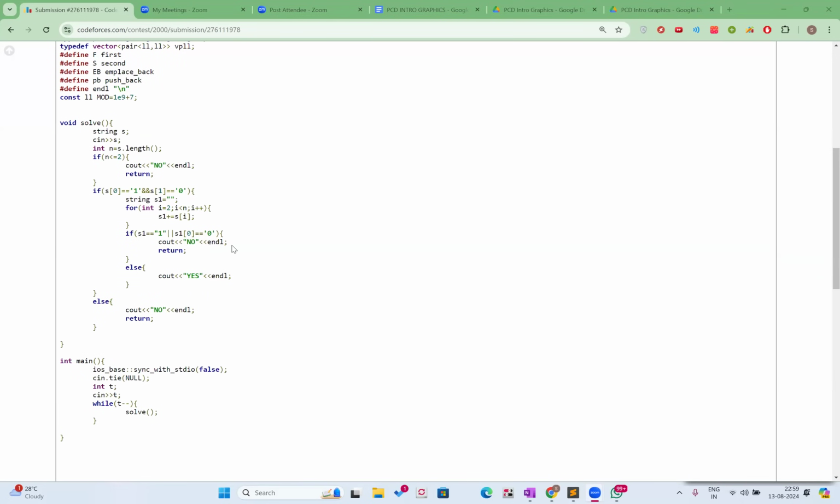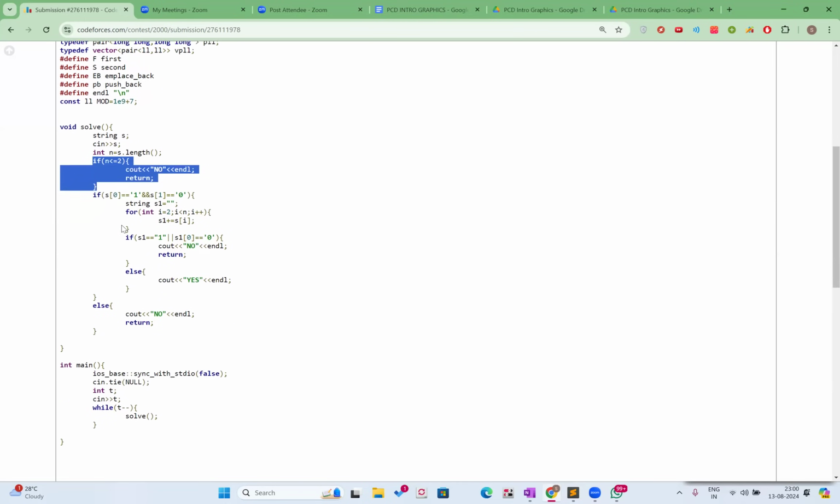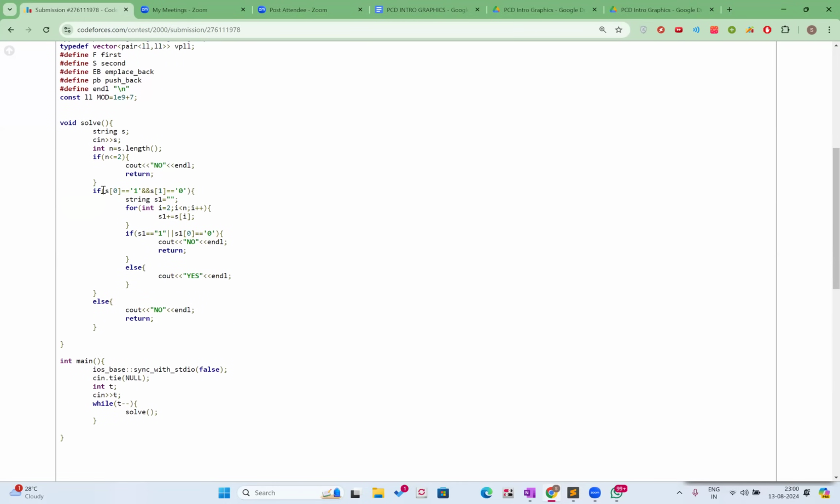Okay, so I'll just go through the code quickly. If n is less than or equal to 2, so basically the length of the number is less than or equal to 2, then obviously no answer exists, because you cannot have 10 and after that something. So it cannot fit into a string of length less than or equal to 2. Next, the condition is that the 0th index character should be 1 and the first index should be 0. So it starts with 10.